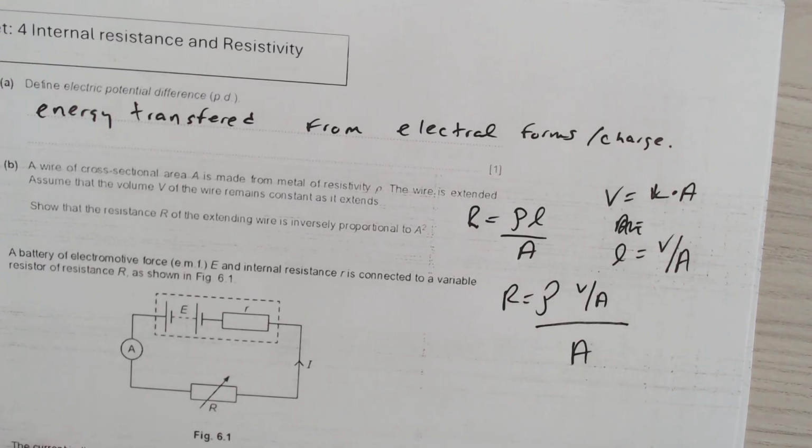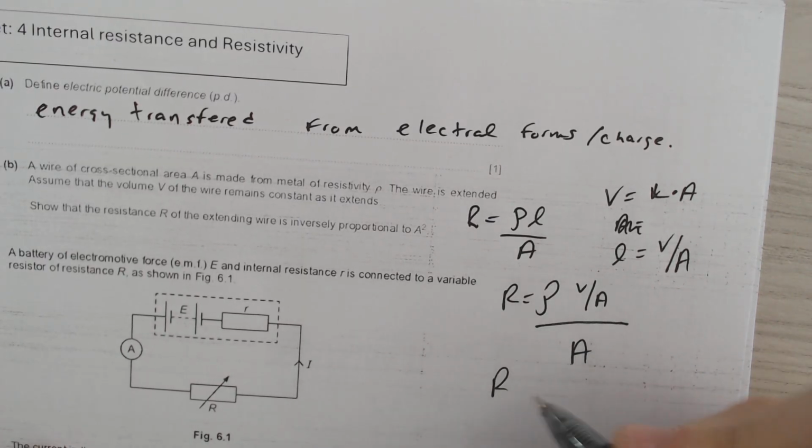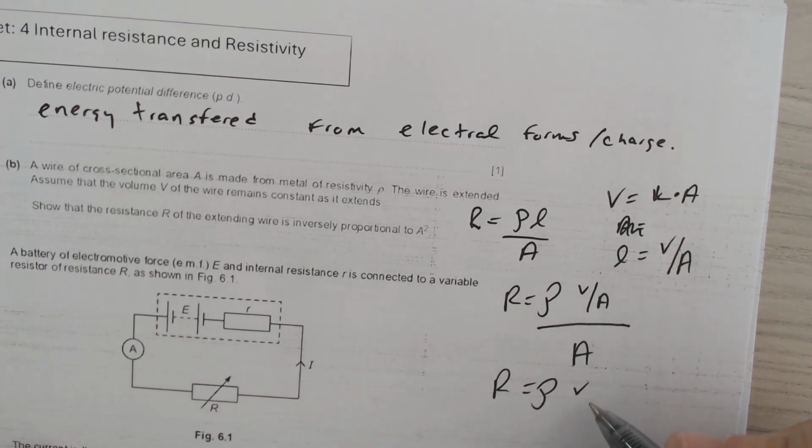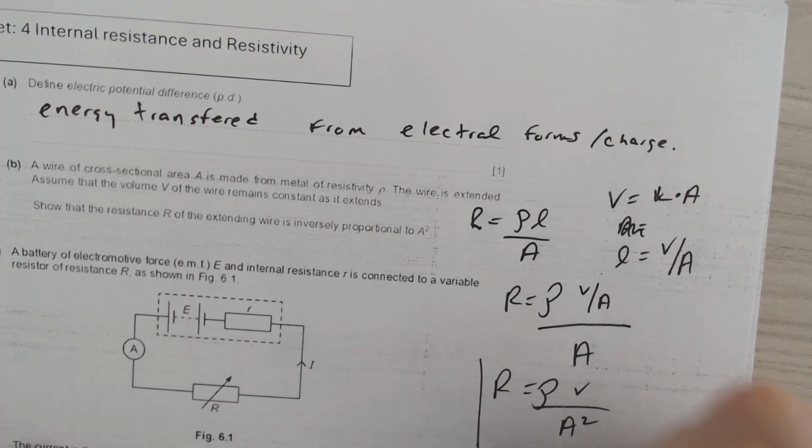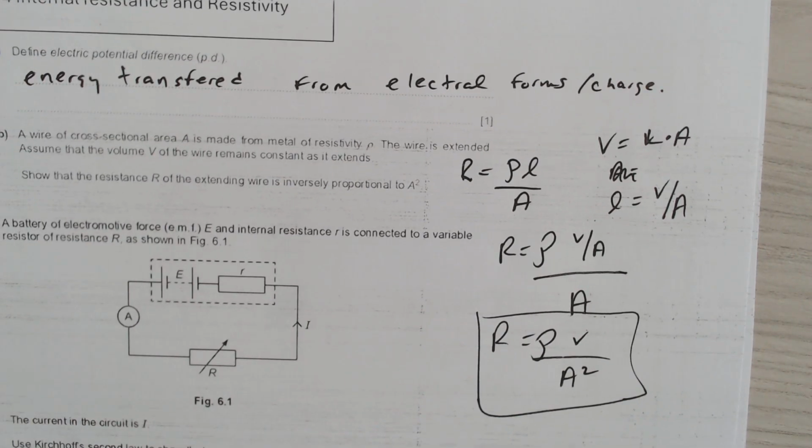But then the areas end up... Oh, nope. No, they don't. Resistance would equal rho, volume, over area squared when you do the math. The volume's held constant, the rho's held constant, and there we got our proportional, inversely proportional to area squared. That was a weird one, to say the least.